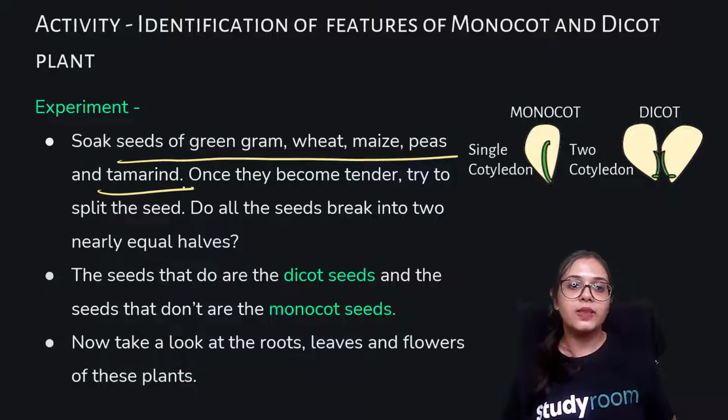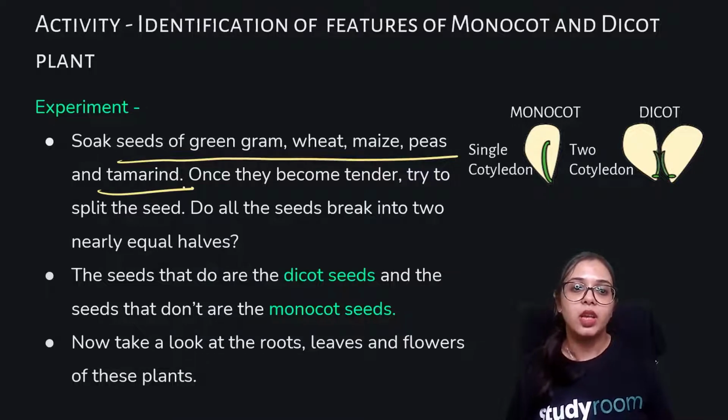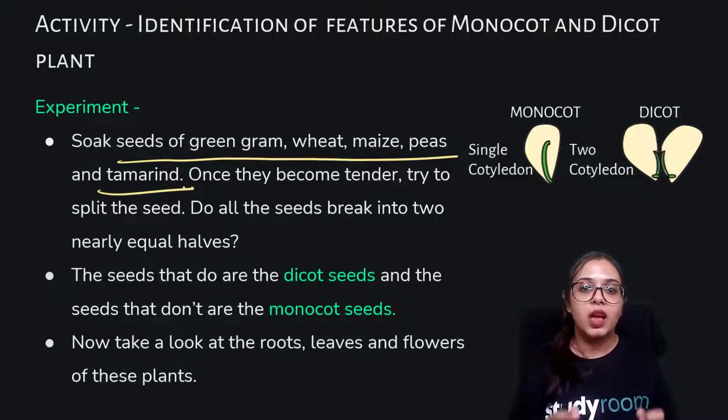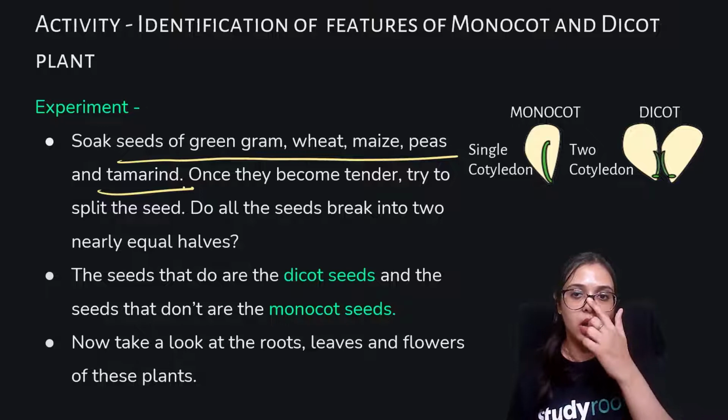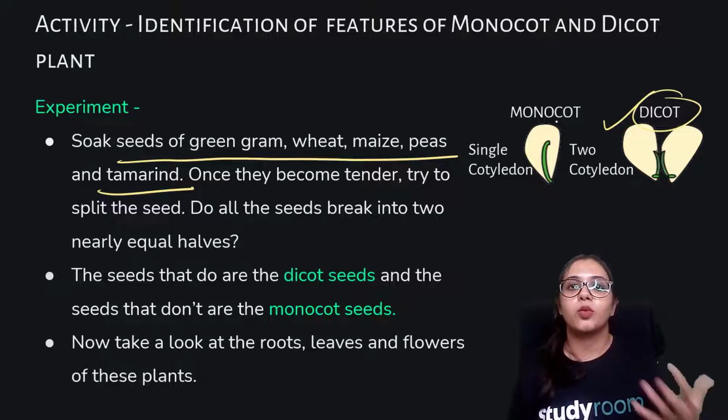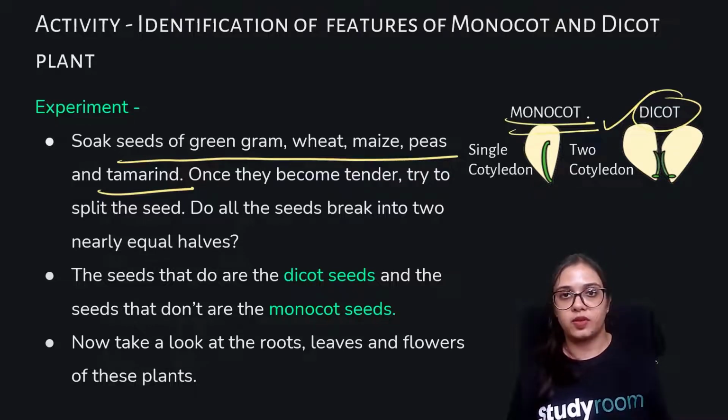Okay, and once they become dry, once they become tender, you try to split the seed, and then you see how many parts the seed is breaking into. If the seeds are breaking into two nearly equal halves like this, as you can see in the diagram, then the seed is dicot. And if you see that they are not breaking into distinct parts, then they are the monocot seeds.